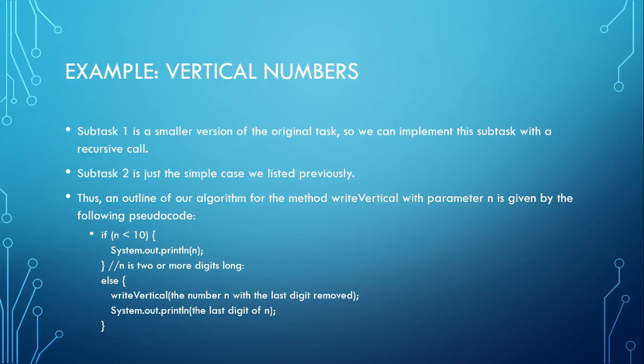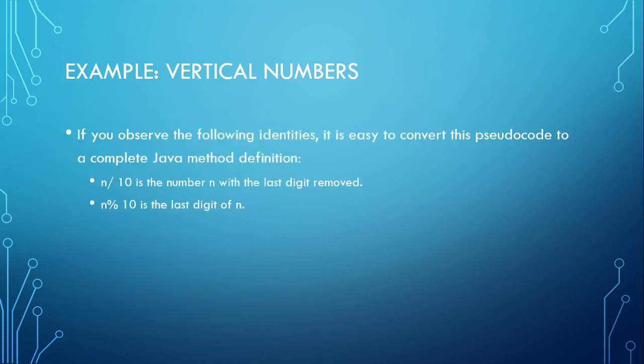This is an outline of our algorithm for the method writeVertical with the parameter n, given by the following pseudocode. If n is less than 10, System.out.println(n). If n is 2 or more digits long, else writeVertical the number n with the last digit removed. This is now followed by the last digit of n. Now, if you observe the following identities, it is easy to convert this pseudocode to a complete Java method definition.